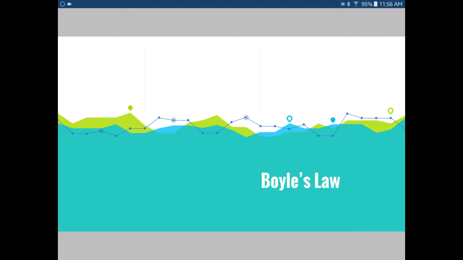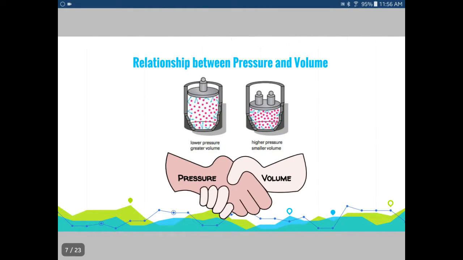We are going to take a look at our first gas law in our gases unit, and this is called Boyle's law. Essentially, we're looking at the relationship between pressure and volume of a gas. What you'll see in this diagram here is that a lower pressure is a greater volume. So if you increase the volume, you're going to result in a lower pressure.